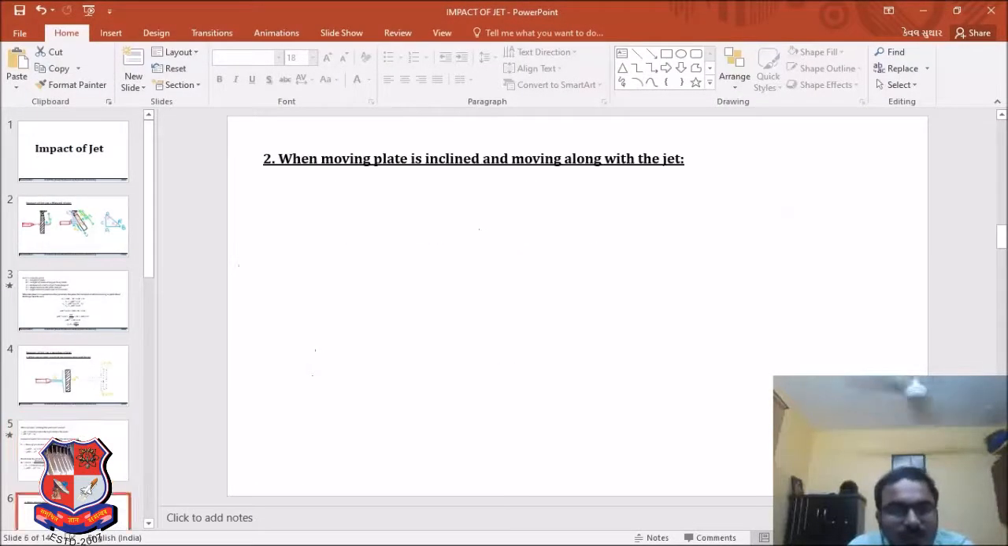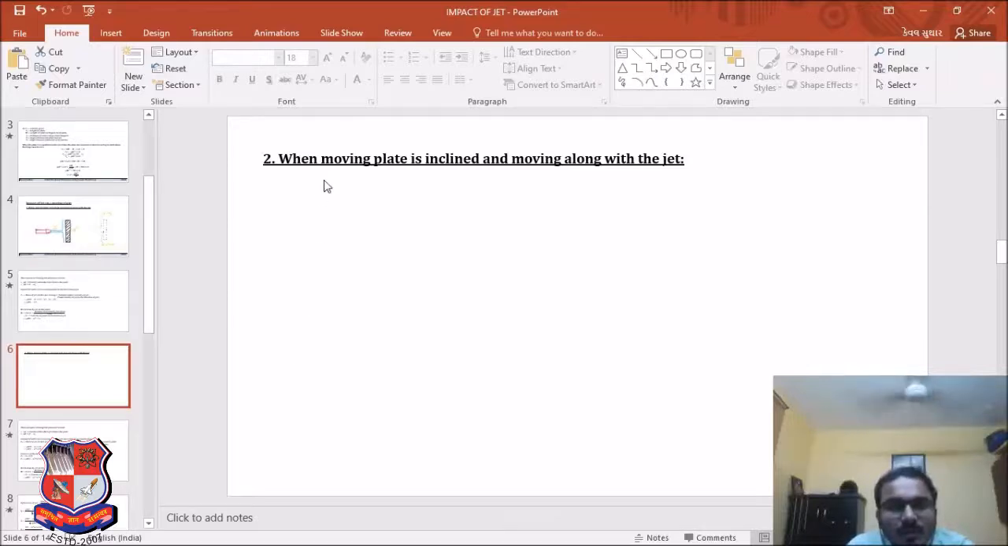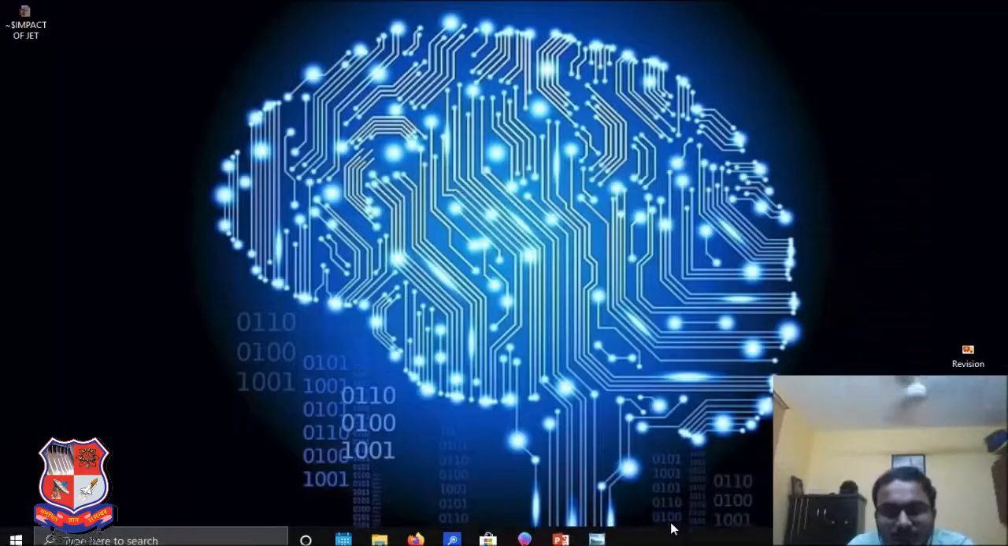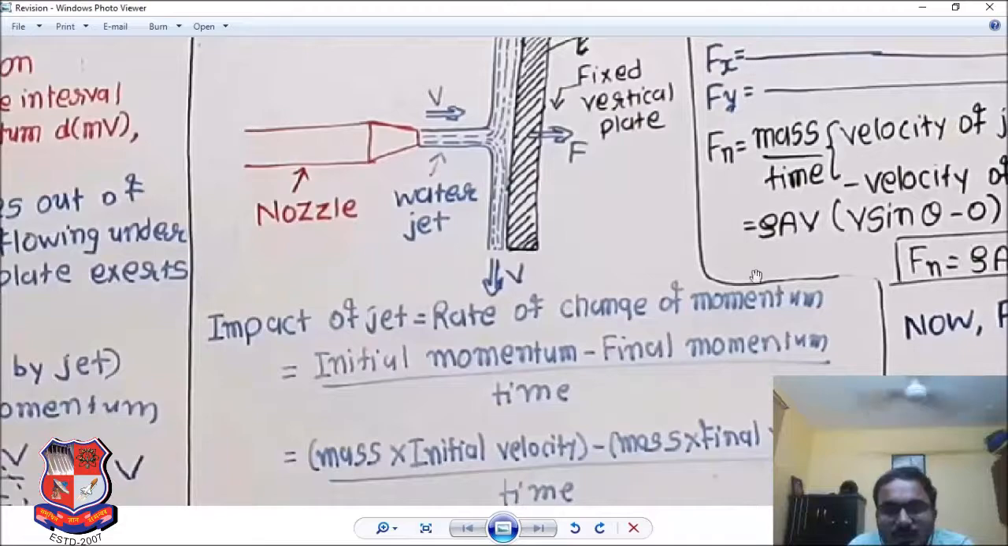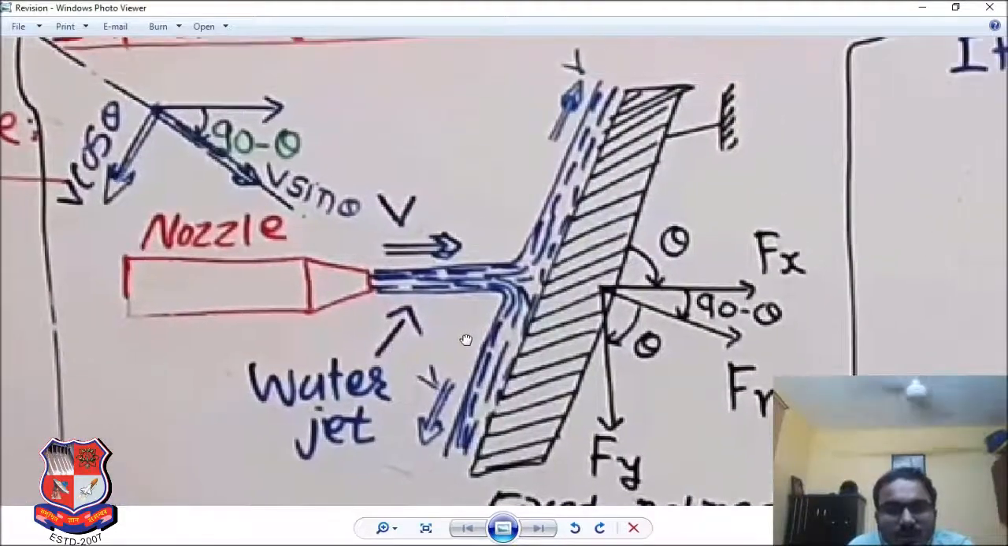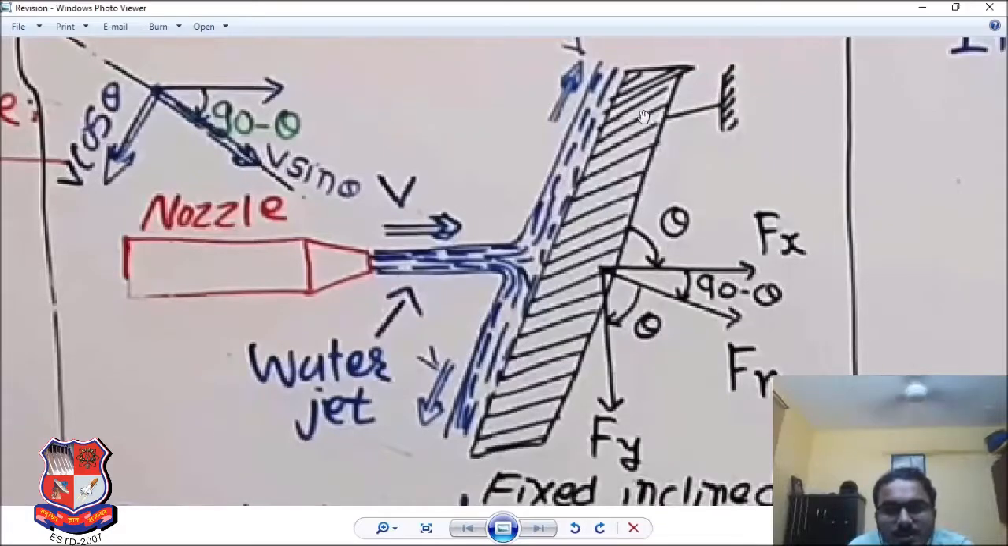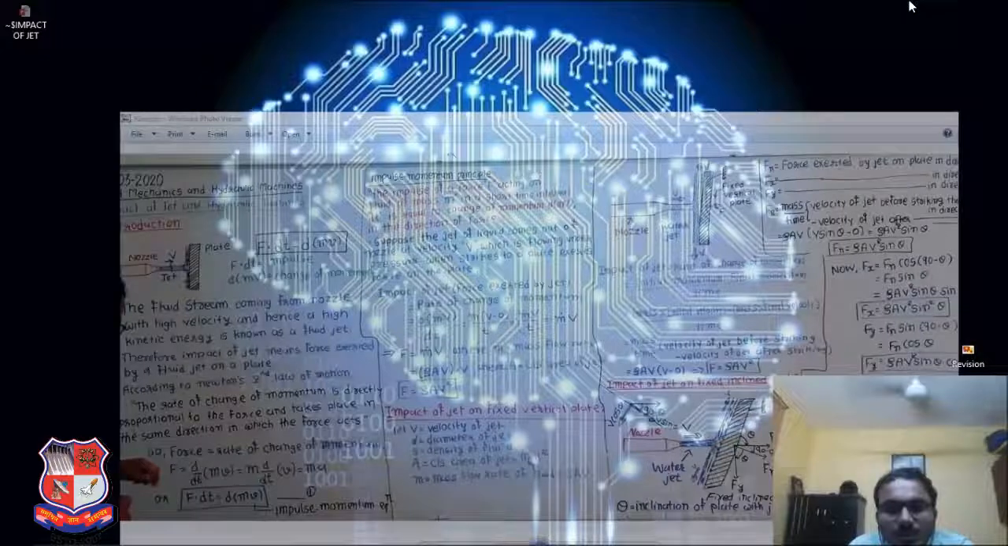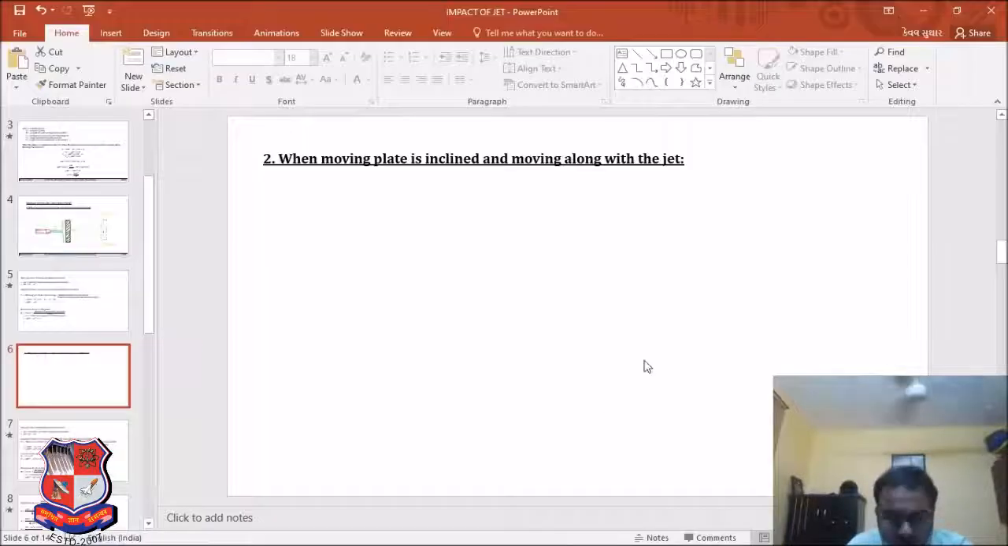Now our next theory is when the moving plate is inclined and moving along with the jet. So now we are taking a case which is similar to this, where previously this plate was kept fixed. This is an inclined plate which is kept fixed. Now we are letting it move with a velocity u. So to understand this, first we will draw one figure.